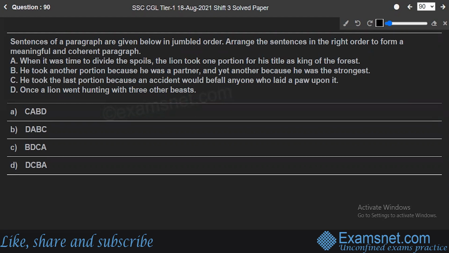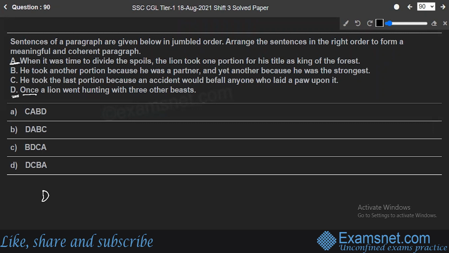Looking at sentence D, if I'm reading down, it starts with once. This is independent of any other sentence. If I'm reading all the sentences, this is independent of all the other sentences. It's talking about a lion and other animals who went hunting. So this D is the first sentence of the given paragraph. Once a lion went hunting with three other beasts. Then it is option A.